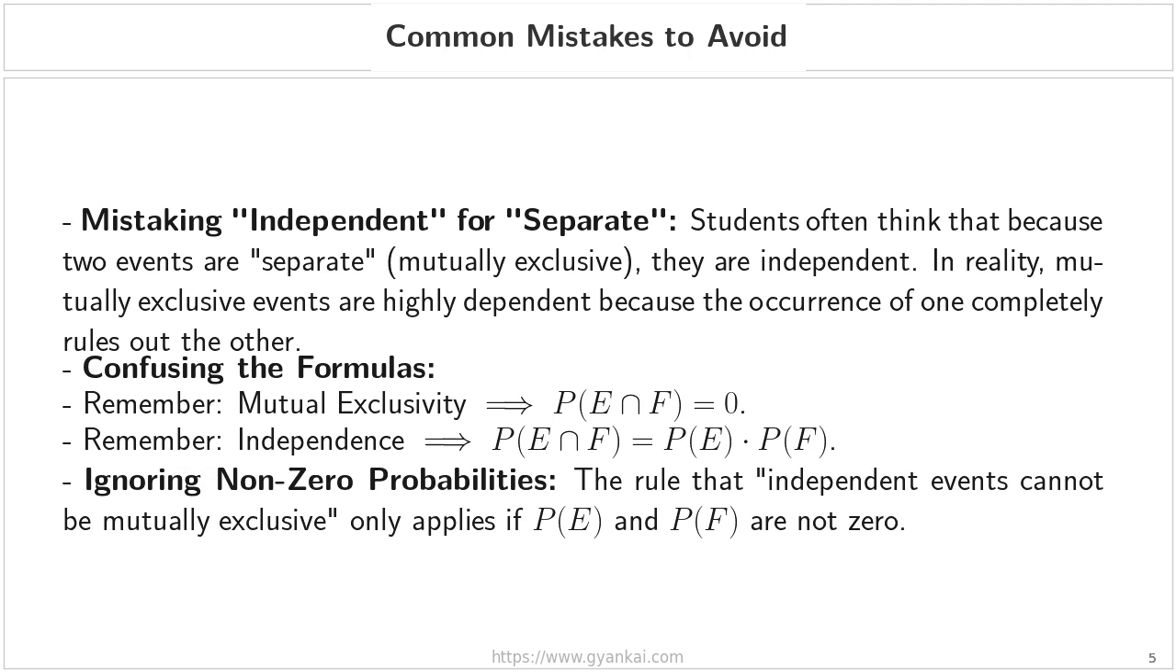Finally, don't forget the importance of non-zero probabilities. The rule we just covered, that independent events cannot be mutually exclusive, is only true if the probability of E and the probability of F are both greater than zero. If one of the events has a probability of zero, the distinction becomes much more subtle.